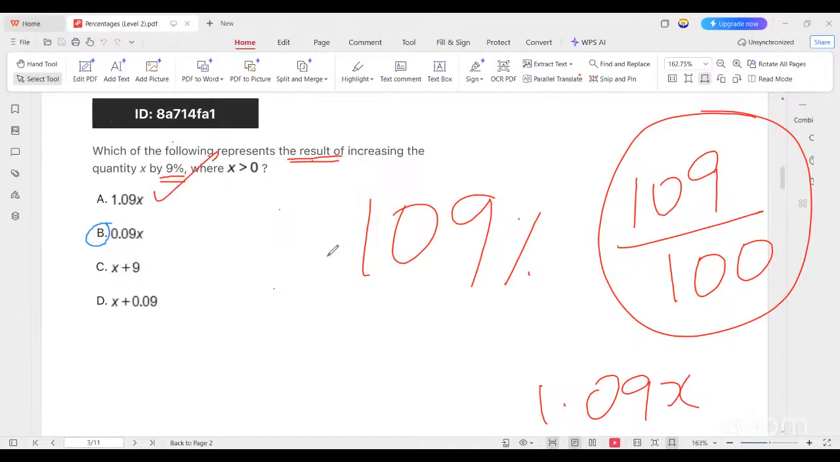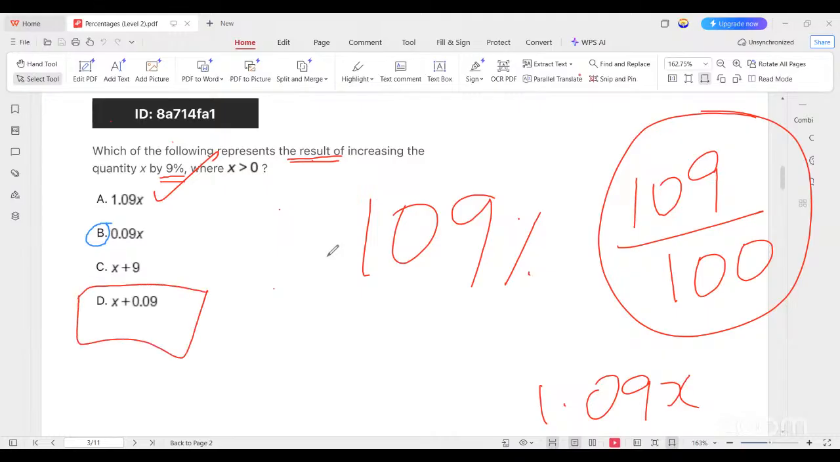Got it? This is only the increase. The net is what we want. After adding 9%, what is the answer? That is the question. Fine? Yes, I understand.